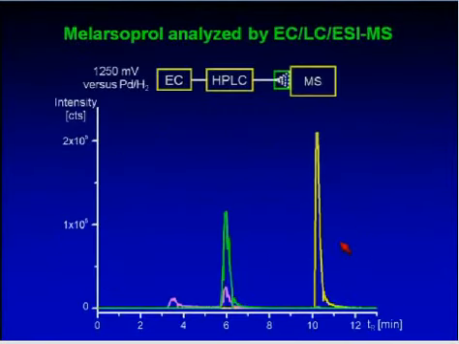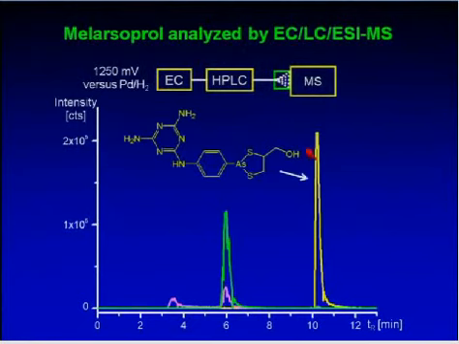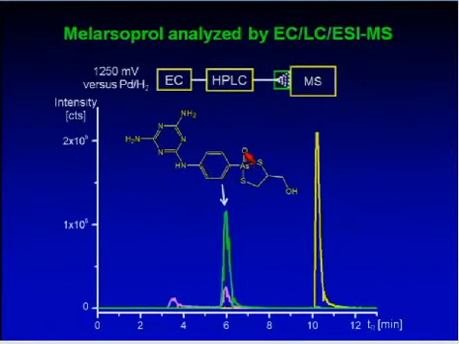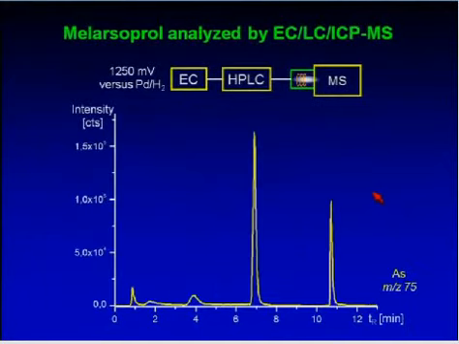If you look at the analysis of the milazoprol after electrochemical treatment at 1250 millivolts in this system, then you can see different peaks over here. The parent compound is shown here in electrospray. Then the melazine oxide is shown over here. And you can also see an oxidation at the arsenic. So that's, so to say, the direct oxidation of the parent compound. And this is also quite a nice peak over here.